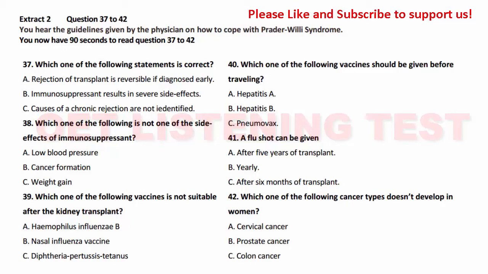Hepatitis B should be received before transplant. Should avoid all live vaccines. Should avoid the nasal influenza vaccine. Should wait for at least 6 months after transplant before receiving a flu shot. Afterward, get a yearly booster injection.